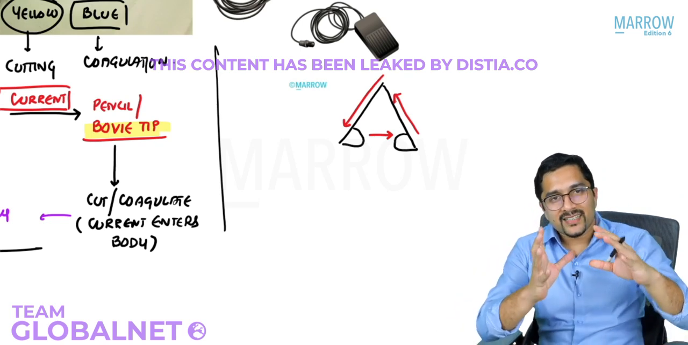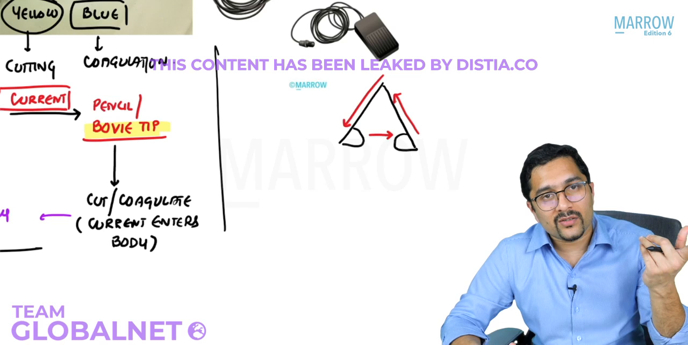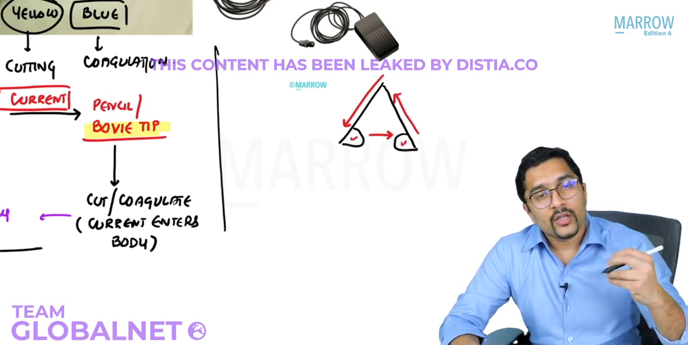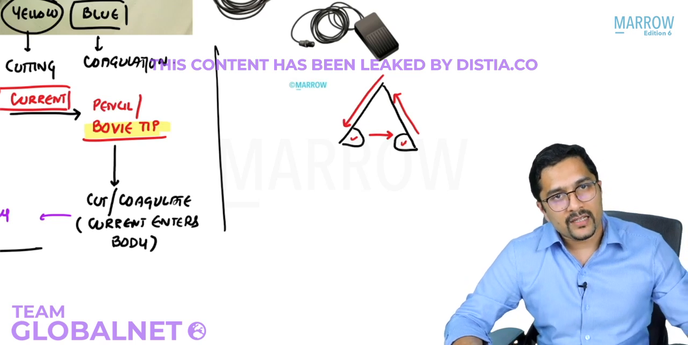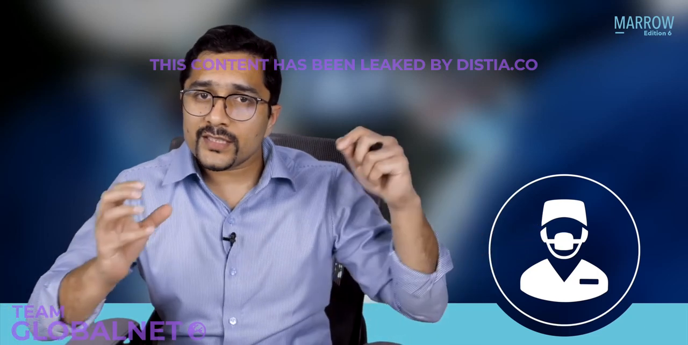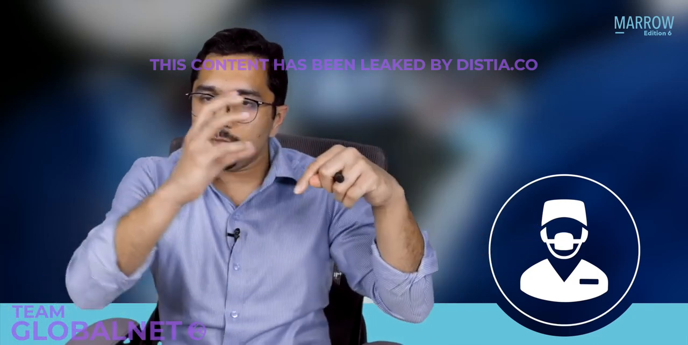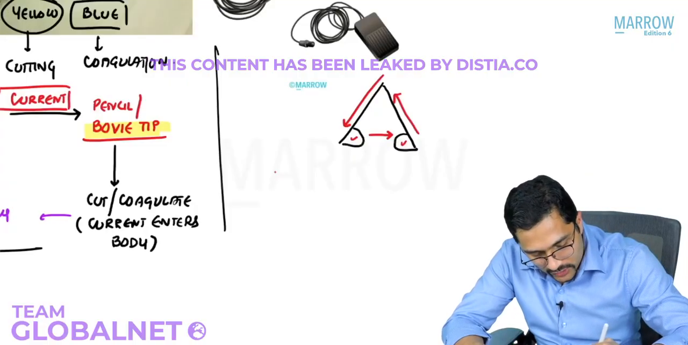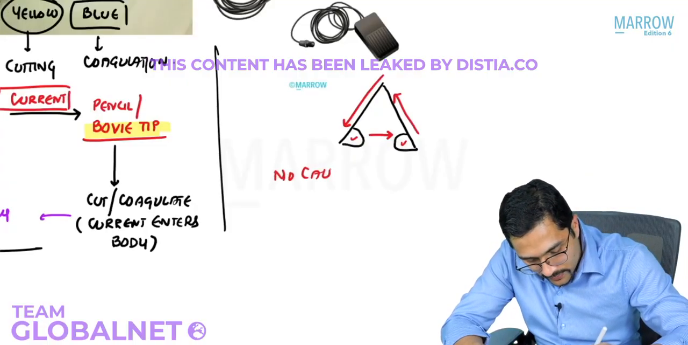Now you understand that the circuit is getting completed locally only, right? It comes from one blade, goes back to the other blade. So do I need a cautery pad like I did in a monopolar cautery? No, because one blade current will come, the other one acts as a pad and it takes back the current. So the advantage, no cautery pad is required.